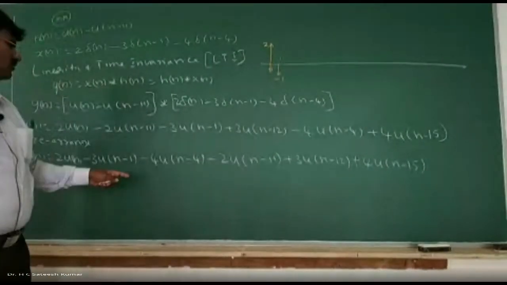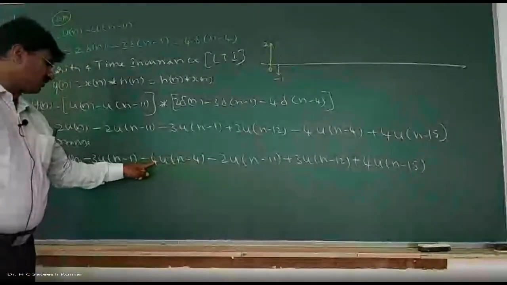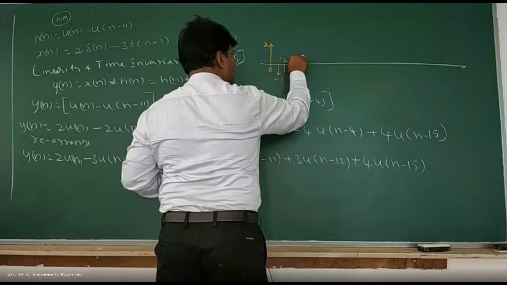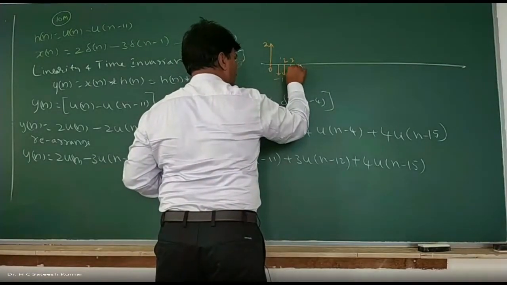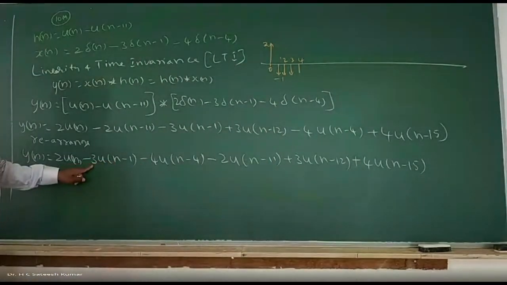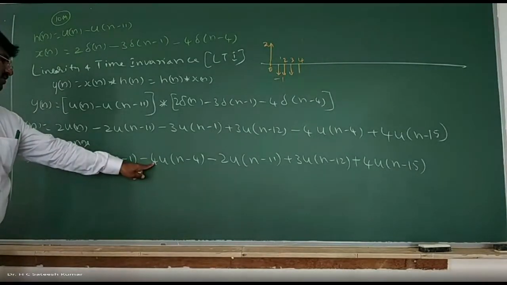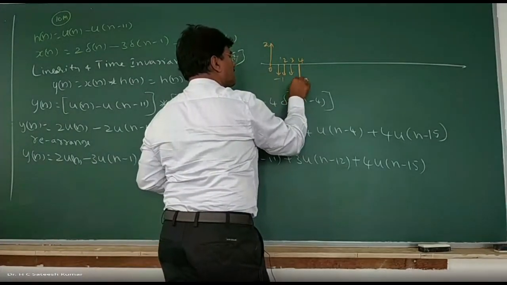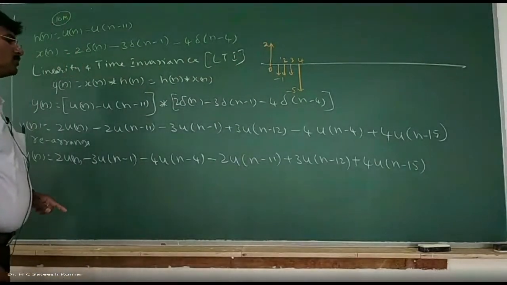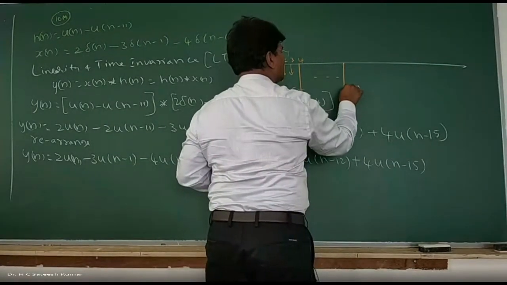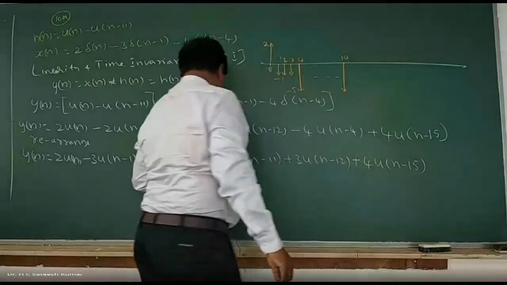Next, up to 4. At 4, fall further by 4. Already it has fallen to minus 1, so minus 1 minus 4 is minus 5. So at 4 it becomes minus 5. Up to 10 it will stay as it is, because at 11 it will change.